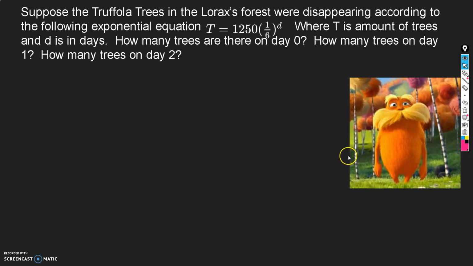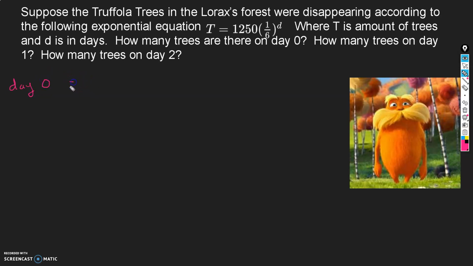So first example, suppose the truffula trees in the Lorax's forest were disappearing according to the following exponential equation. T equals 1,250 times 1/6 to the d, where t is the amount of trees and d is in days. So how many trees are left in the forest after d days? How many trees are there on day 0? Okay, so day 0, how many trees are there?